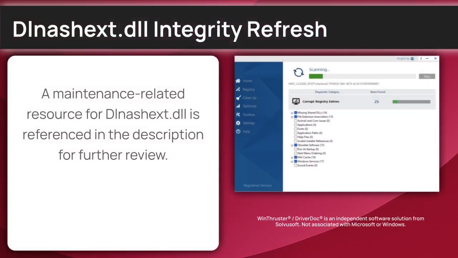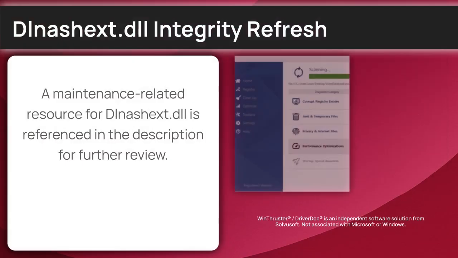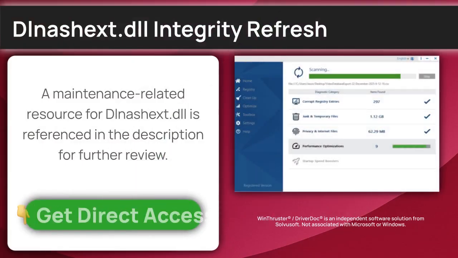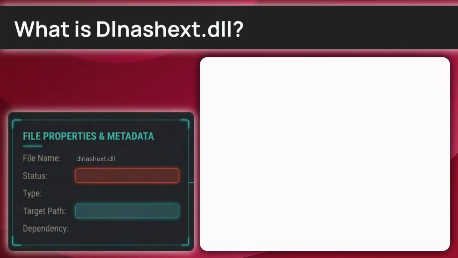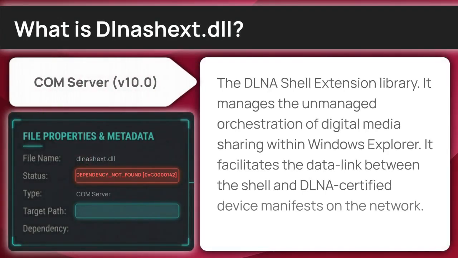Before we get started with DLNA-Shell library, you may want to try the diagnostic path below to ensure your system is properly synchronized. This is the DLNA-Shell library, the DLNA Shell Extension library. It manages the unmanaged orchestration of digital media sharing within Windows Explorer. It facilitates the data link between the shell and DLNA-certified device manifests on the network. With that context in mind, our first logical step is a clean reinstallation.